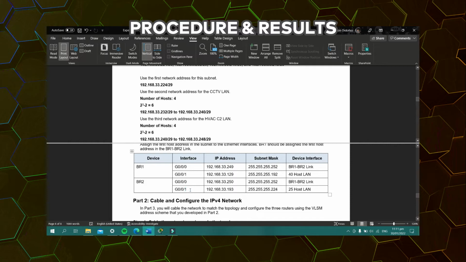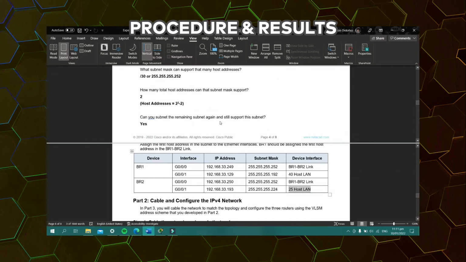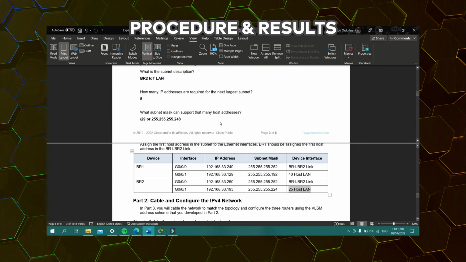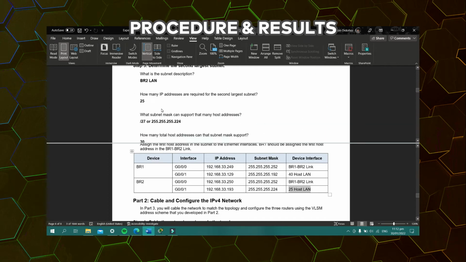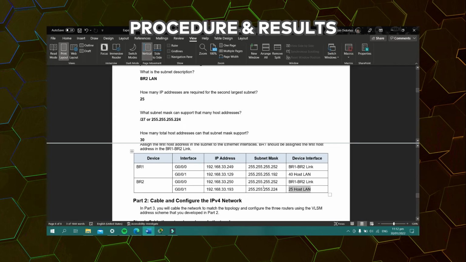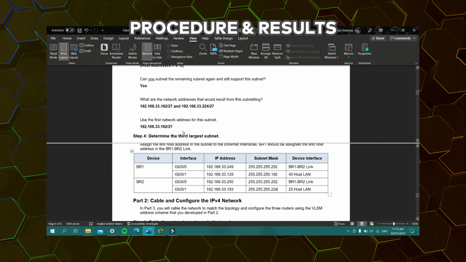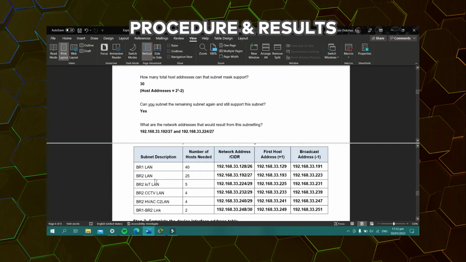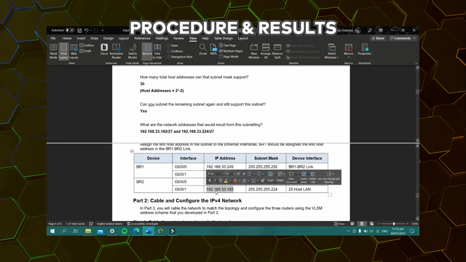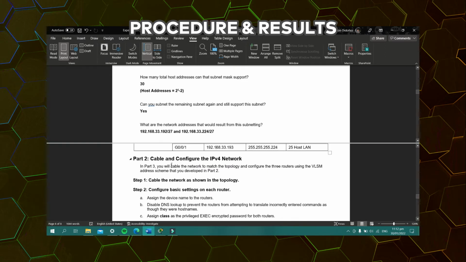So next, for BR2, G0/0/1 is the interface, and for the device interface, it is the 25 host LAN. So this is the one that uses 25. This is the BR2 LAN. The subnet mask is /27, which is equivalent to 255.255.255.224, and the IP address is the first host address, as in here for the BR2 LAN. So we would be using that one as the IP address.